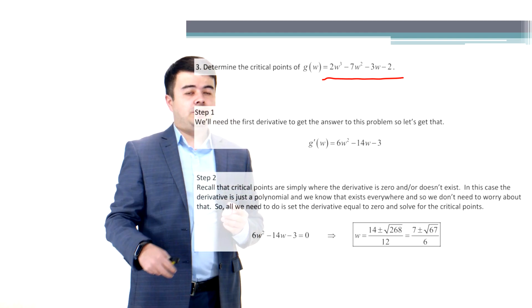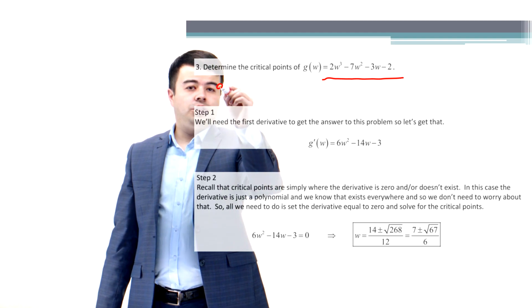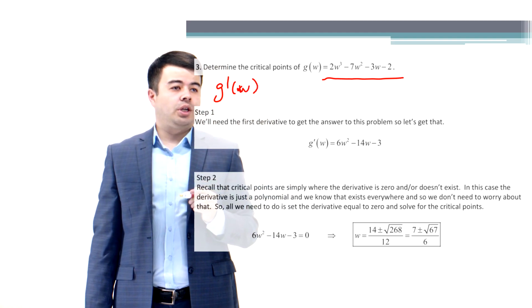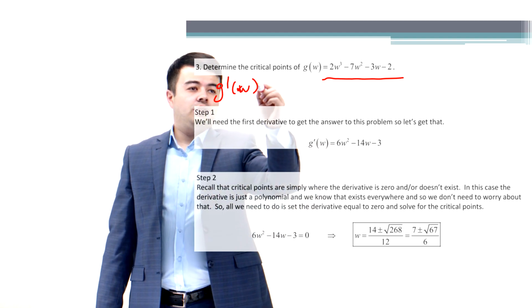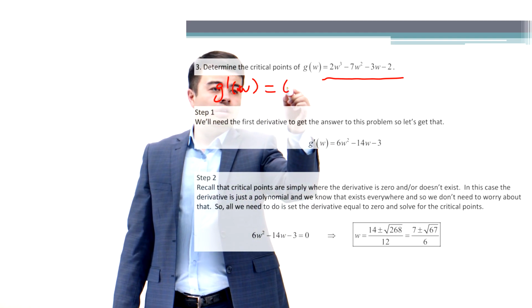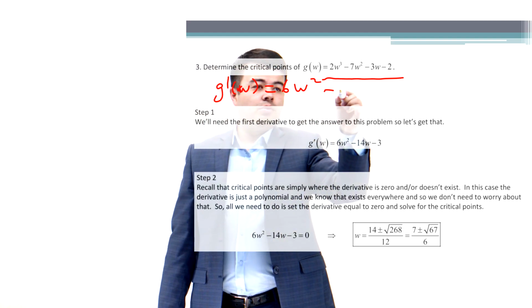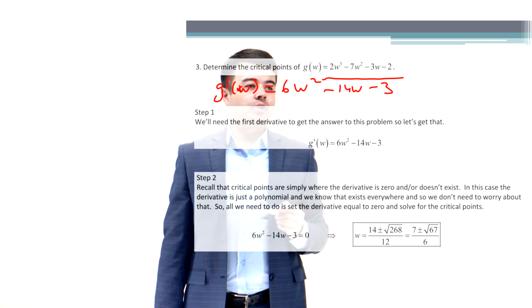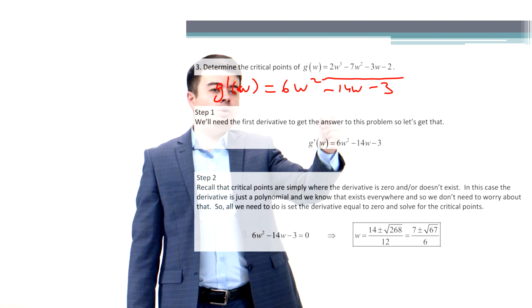After finding derivatives here, what will be the derivative in this case? g prime of w equals, as it's also written in the solution, 6w squared minus 14w minus 3. The derivative of the constant is 0. Okay, now equating this by 0.